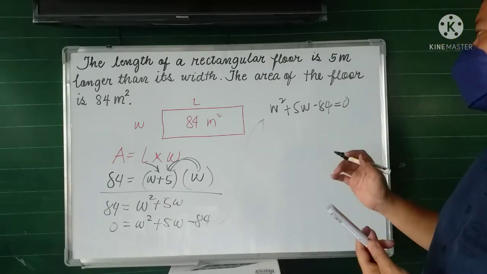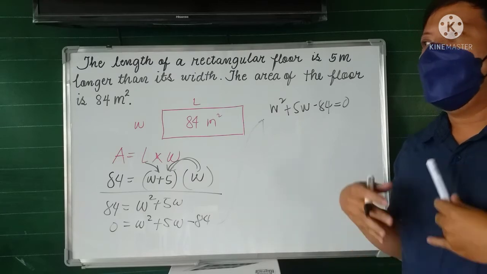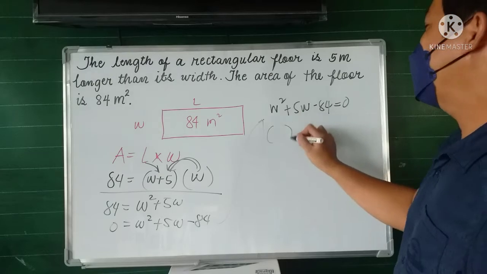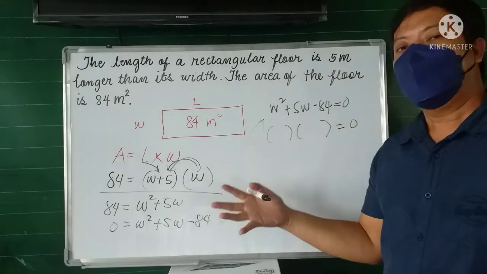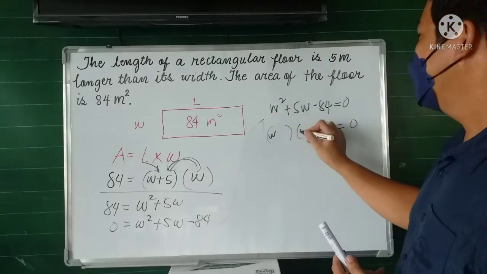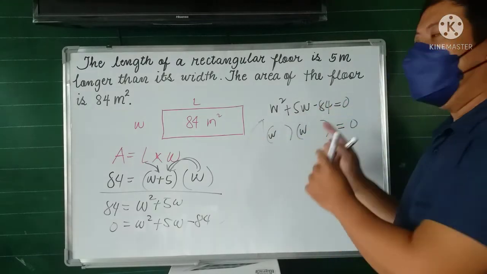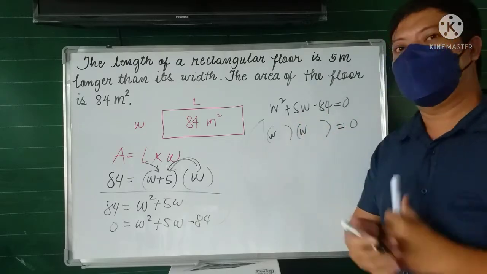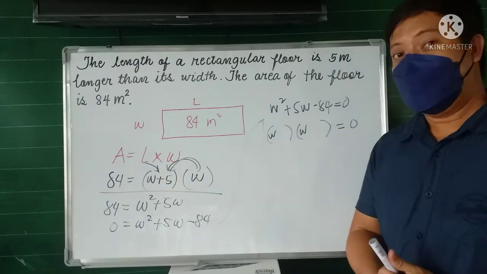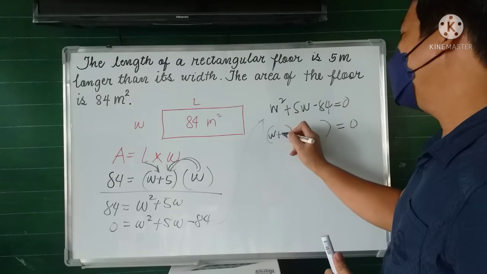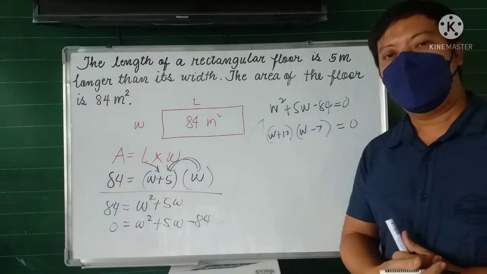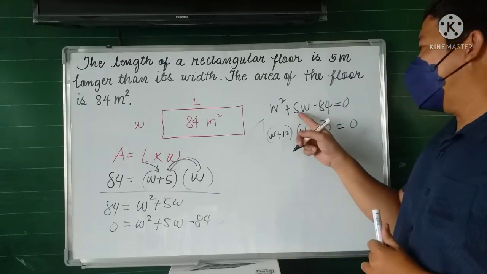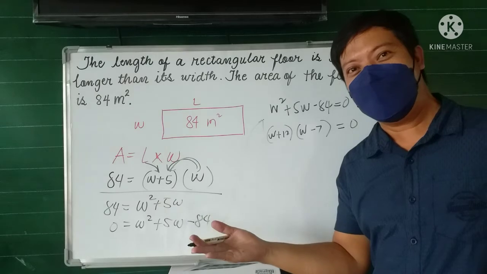So to find W, we're going to use the factoring method, or we're going to use the sum and product. So let's go with the factoring method that your teacher taught you. Okay, let's factor W. Okay, for the negative 84, what are the two integers that when you multiply them the product is negative 84 and the sum is positive 5? Okay, the answer there is 12 and negative 7. Why? 12 times negative 7 is negative 84 and 12 plus negative 7 is positive 5. That is our factors, right?